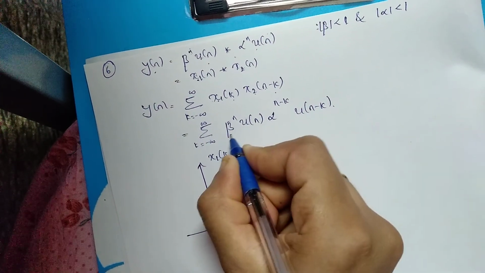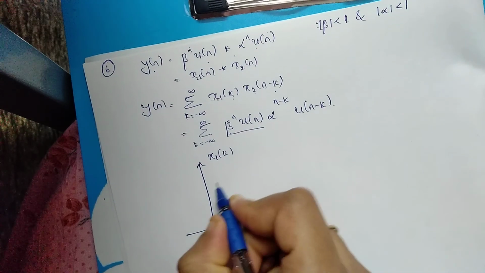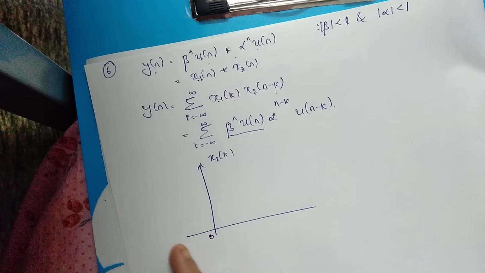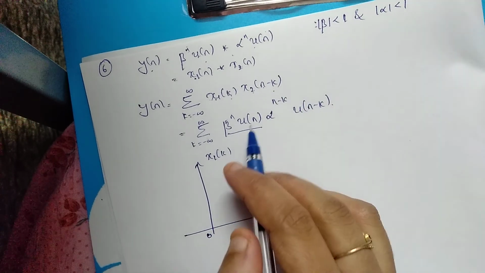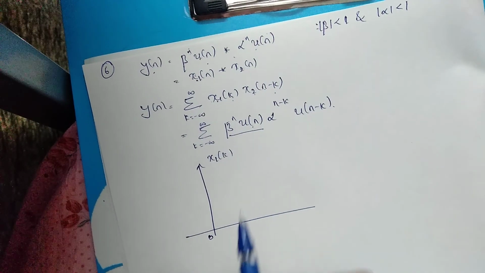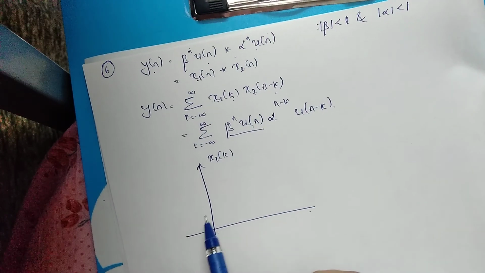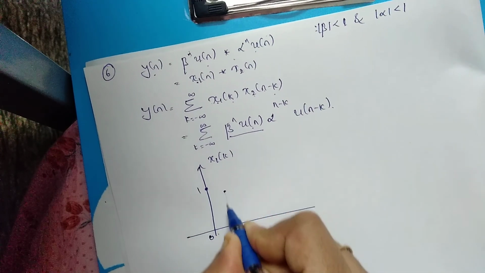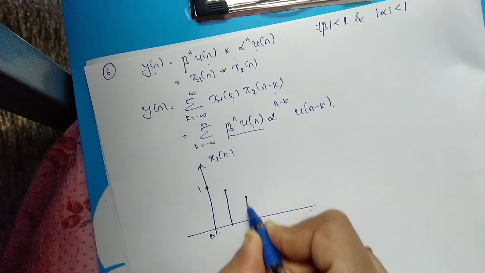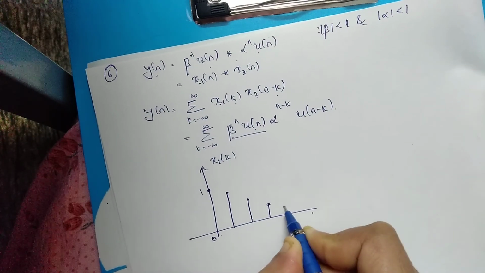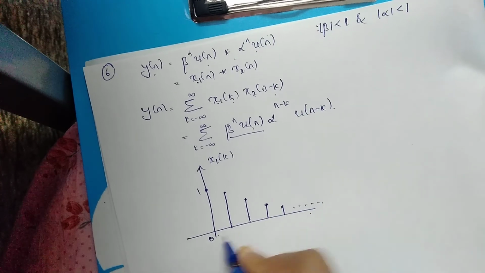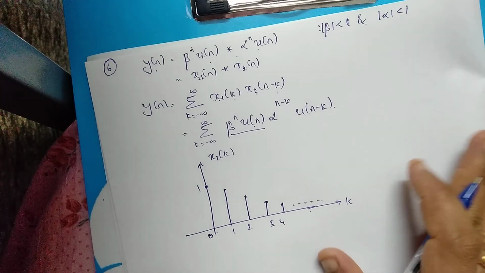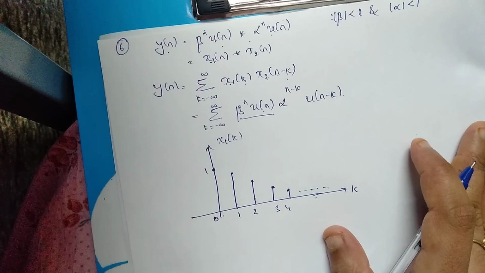x1 of k, that is beta to the power of n into u of n. If we substitute u of n, it will start from 0 to infinity. No negative values will appear because u of n is there. So u of n is 1 only between 0 and infinity. So it will start from value 1 and it keeps on decreasing as n increases. Sorry, here as k increases, it keeps on decreasing. This is beta to the power of n into u of n.